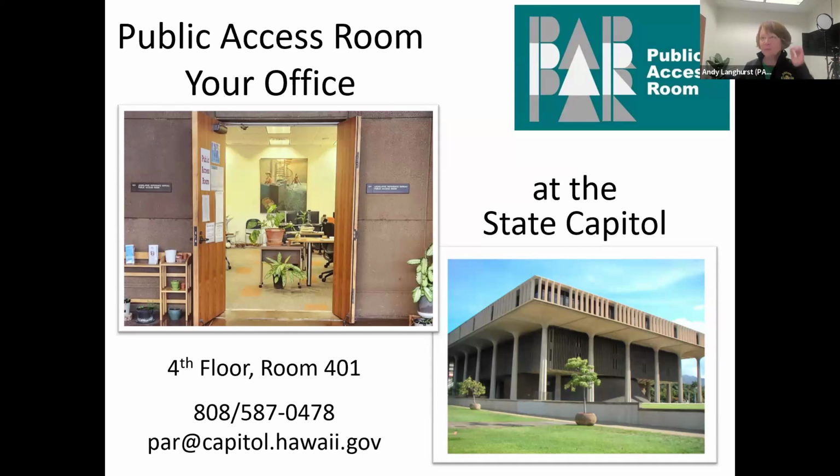For those that may not be aware, the Public Access Room is in room 401 on the fourth floor of the Hawaii State Capitol, and we are your office, the people's office. We have public computers that you can use. We have very cold air conditioning if you just want to sit and rest or use our workspace, and we'd love to see you. We've got our phone number and our email address, and we'd love to hear your questions or hear from you.